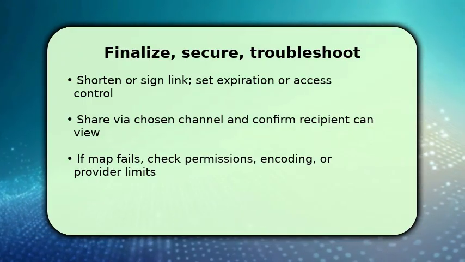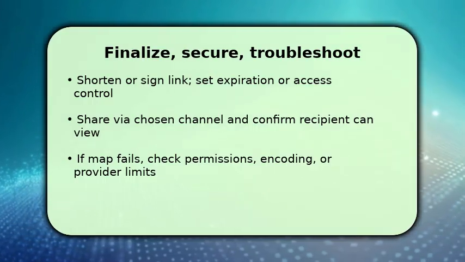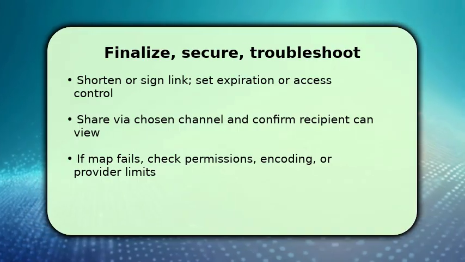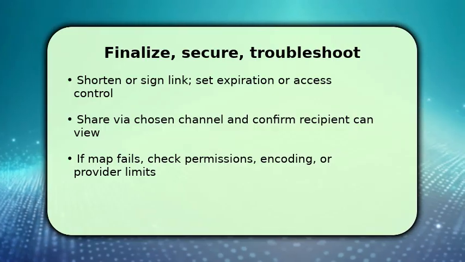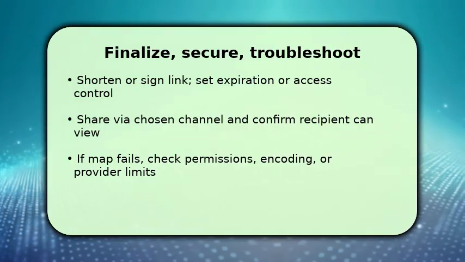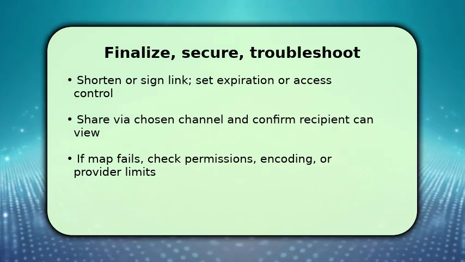If something goes wrong, first verify device location permission and that coordinates were captured correctly. Then check URL encoding and any API or rate limits from the map provider. If needed, regenerate the link after fixing the parameter or permission issue and test again.